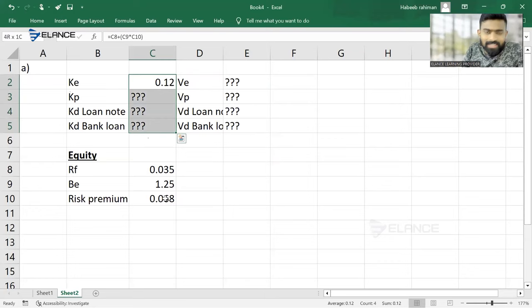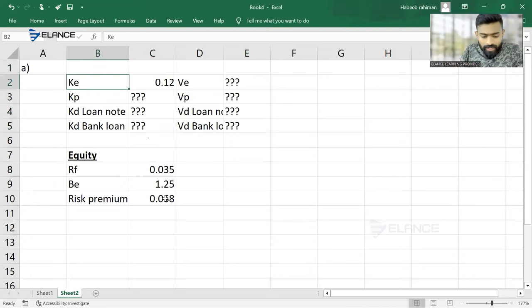After solving all these, I'll make it into percentage. We can keep it in decimals also; we won't lose any marks. But for the presentation, if we have time, we could change it into percentages. Okay. We'll be solving like this only. I'll find out KE, then I'll go for VE.